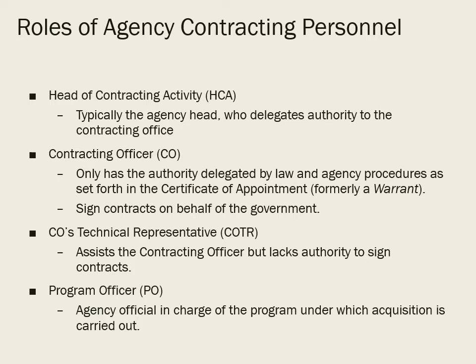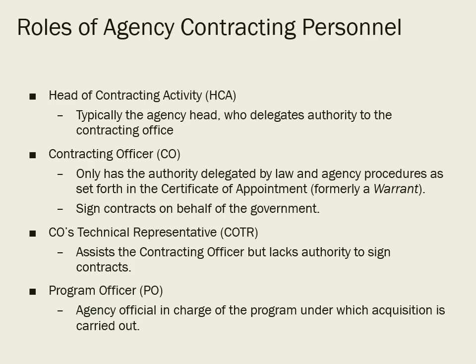So almost all agency personnel touch on contracting at some point during their jobs, but there are roles for specific contracting personnel. So there is what we call the head of contracting activity. This is usually the head of the agency, and he or she is only rarely involved directly in procurement. Instead, the head of contracting activity usually delegates authority, procurement authority, to contracting officers. And contracting officers are the only people with the authority to bind the government to grants and contracts. So they're the only ones who can sign or modify contracts on behalf of the government.